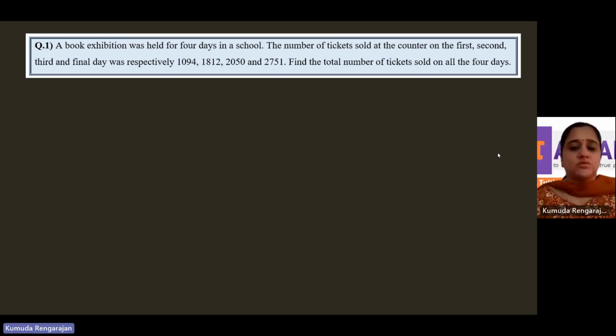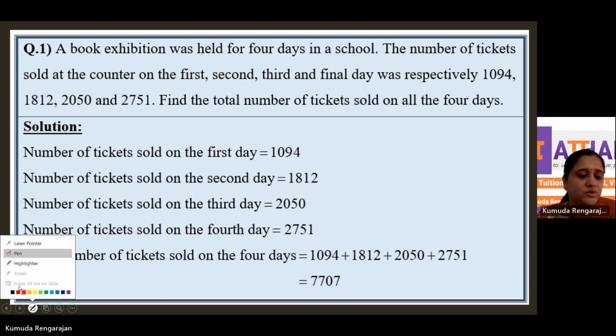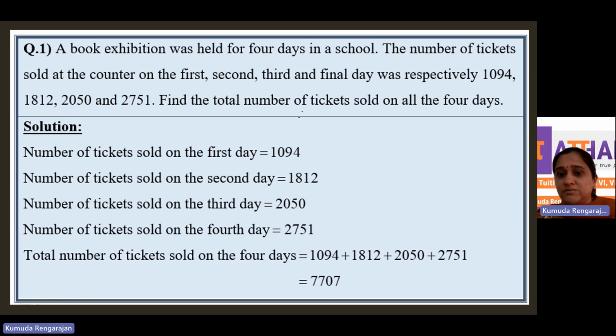So see the first question. A book exhibition was held for 4 days in a school. The number of tickets sold at the counter on the first, second, third, and the final day was respectively those four numbers there. Find the total number of tickets sold on all the 4 days. Easy, right? So what is the mathematical operation here? Addition. So how do you present the answer? Because we know it is addition, but presentation is important, right?